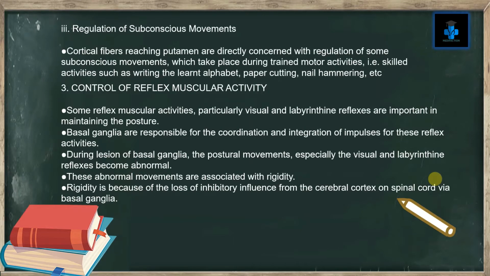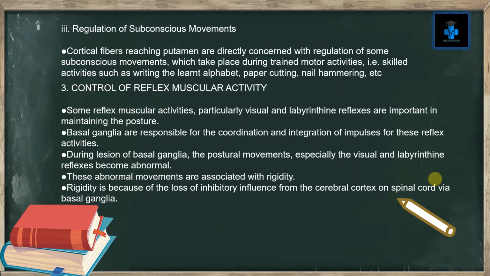Regulation of subconscious movements. Cortical fibers reaching putamen are directly concerned with regulation of some subconscious movements which take place during trained motor activities, that is, skilled activities such as writing the learned alphabet, paper cutting, nail hammering, etc.